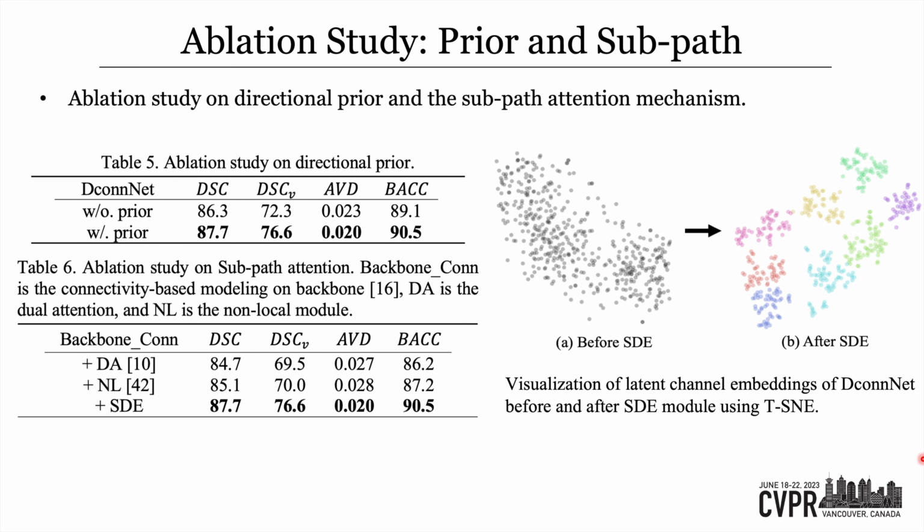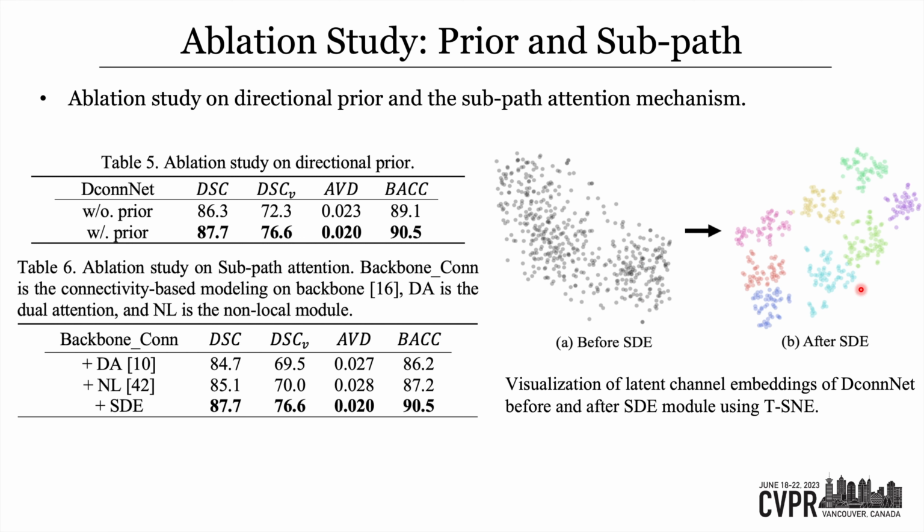Here we demonstrate the effectiveness of the proposed directional prior and the subpath attention mechanism. From the left table, we can see that by using the directional prior and replacing the plain dual attention module with a subpath attention module, the result improved. The figure on the right gives another aspect of how the channel-wise feature embeddings were getting decoupled through the proposed SDE.